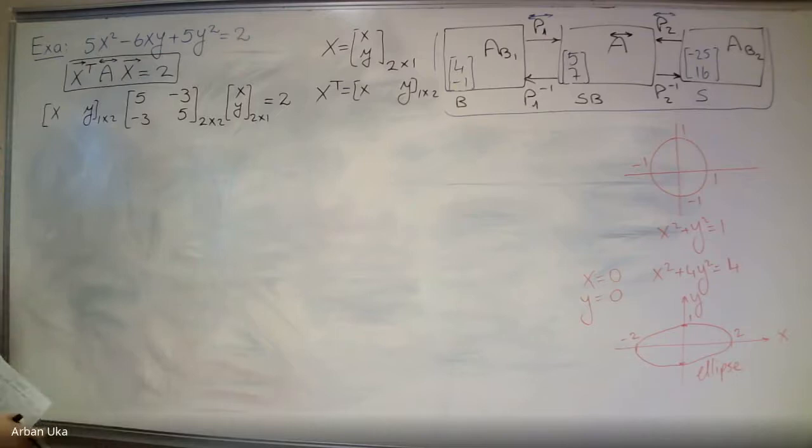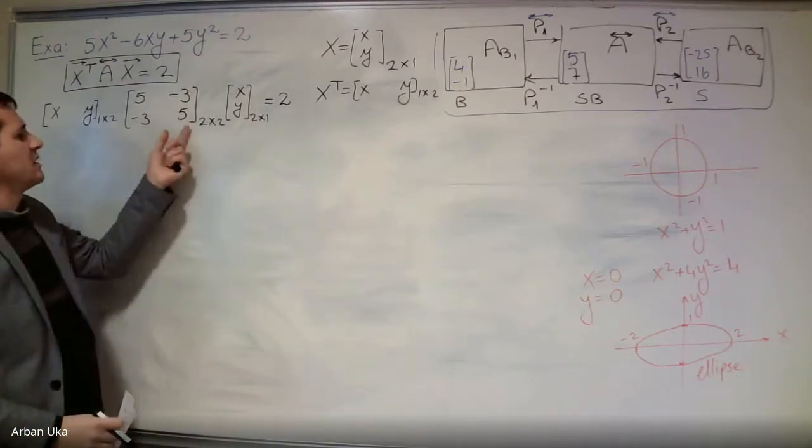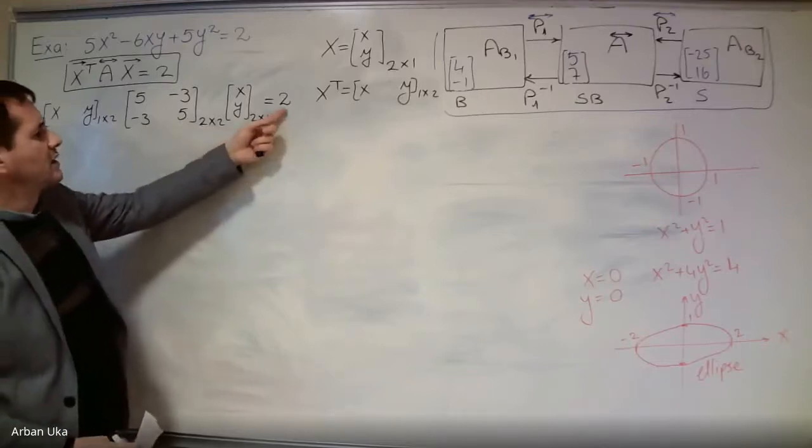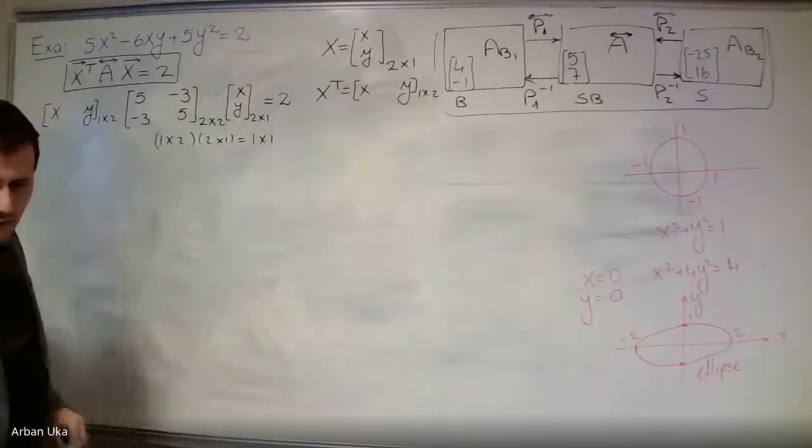Now, if you multiply all of these sizes of the matrices and of the vector, do we get a scalar? Yes. The first two give a 1 by 2 matrix. Then times a 2 by 1 matrix gives a 1 by 1 matrix, which is a scalar. That's correct. Thank you for confirming this.